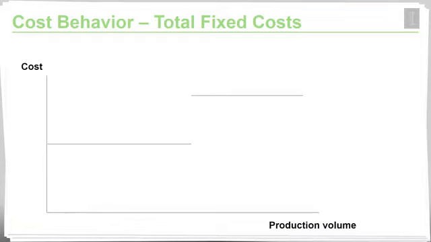So in many cases, we'll just assume away some of these intricacies. We'll assume that we're working within a particular relevant range, or range of production volume, for which the variable costs and fixed costs behave consistently across those volumes. But we'll always take into account that some of those costs can change at different points in the production volume range.